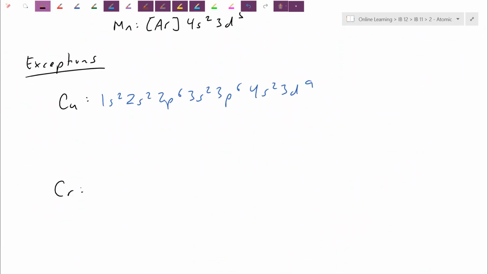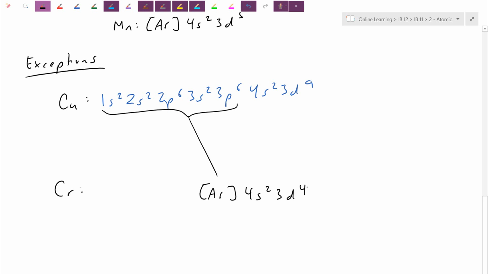Chromium, in a similar fashion. I'm just going to do core notation for this. Argon would have actually hidden all 3 inner shells, just like copper does. And then chromium is a couple electrons short of copper. It'd only be 4s2 3d4. That's based on what I've told you so far.